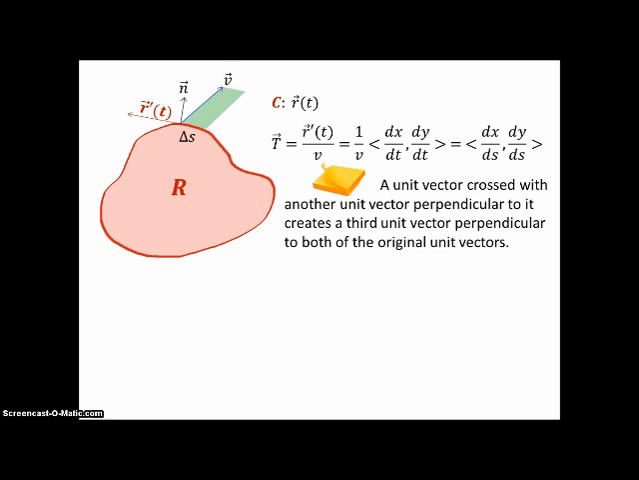And that's because the two unit vectors form a parallelogram that's a square, a 1 by 1 square, so the area is 1, and therefore the perpendicular vector from the cross product will have length 1. So that means that if I cross r prime with n, what will I get? Well, I'll get k, the unit vector in the direction of z, pointing out of the page towards us. And likewise then, if I cross t with k, I should get n.